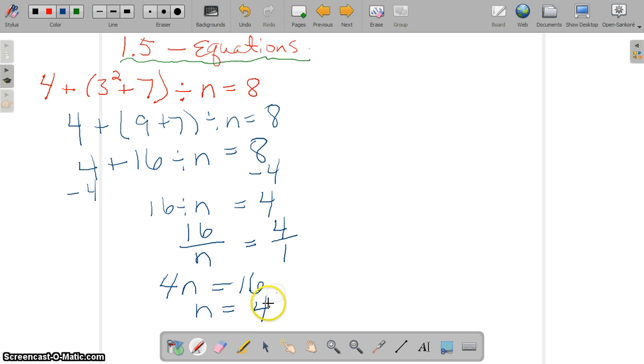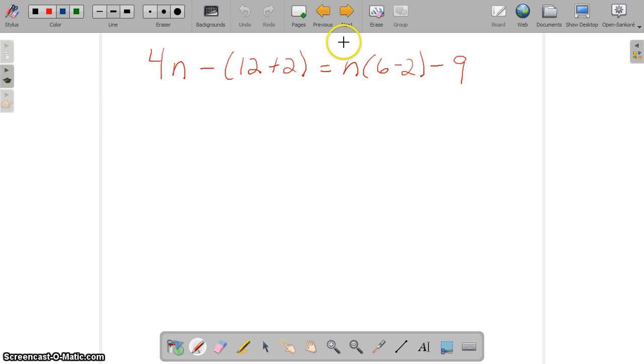To check to see if your solution is correct, you can plug it back in for n and make sure that you get 8. If you plug in for n and you do all these calculations, you should get 8. Okay, here's another situation that could happen to you. I don't want you to freak out if this happens, because this can happen in math.